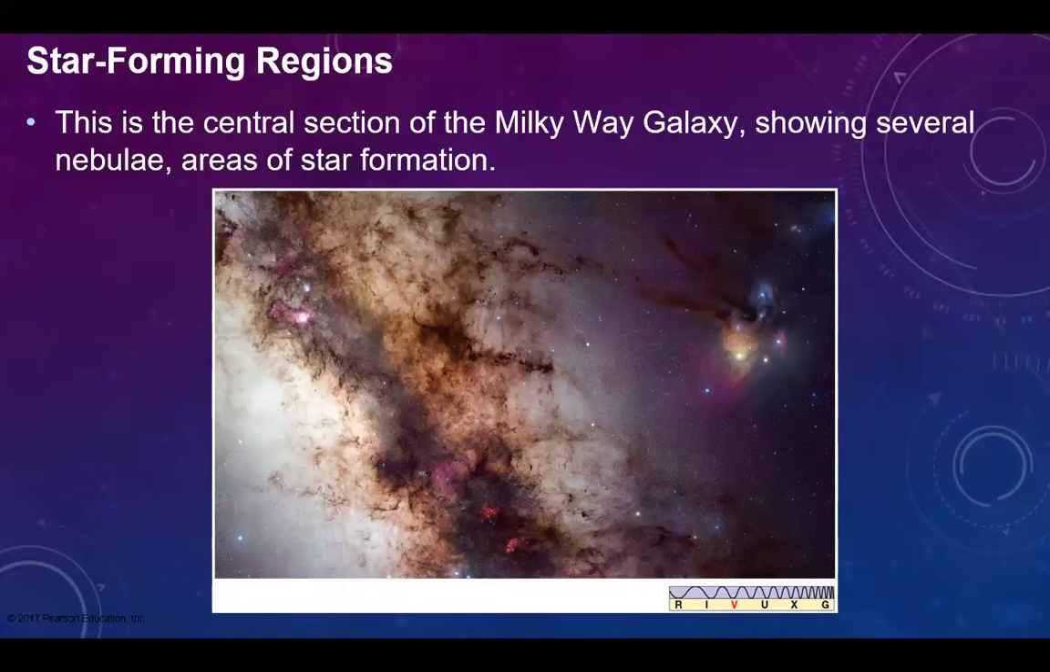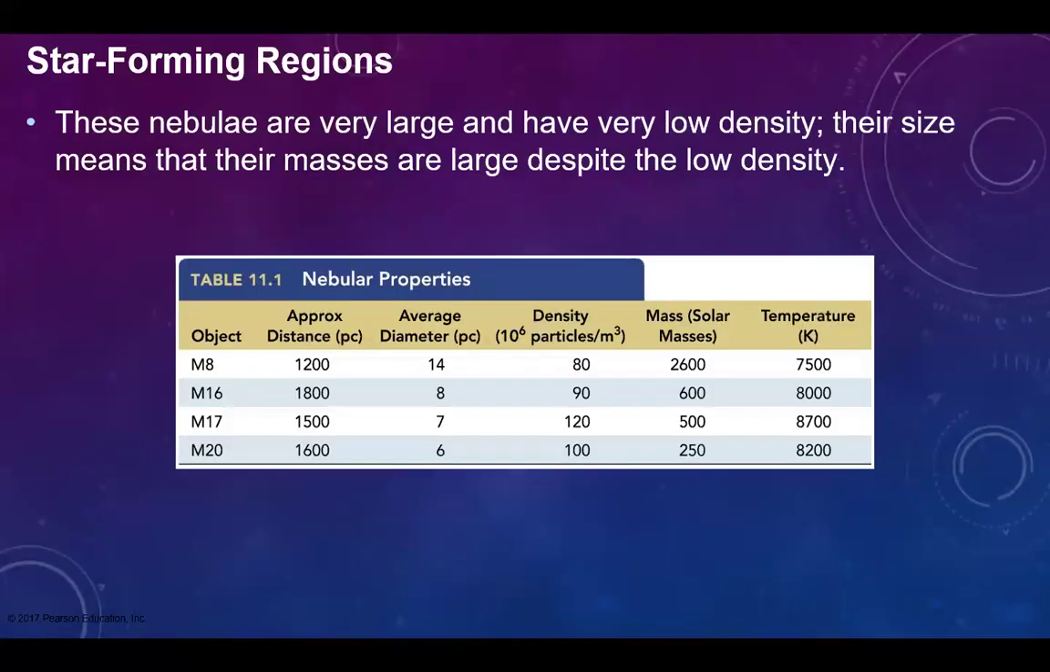So this is also an image of a different nebula. This is near the central section of the Milky Way. This shows several nebulae. These dark areas are clouds. These are nebulae. They are areas of star formation, and it's where stars are born. If you're looking along the Milky Way, you see a lot of these because you're looking along the disk of the galaxy. And these nebulae are very large and low density, and their size means their masses are large despite the low density.